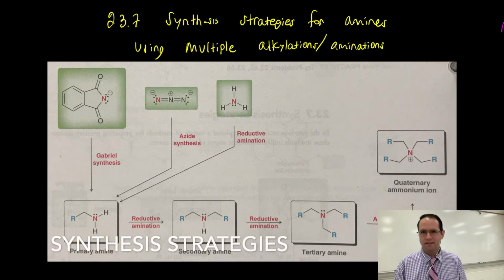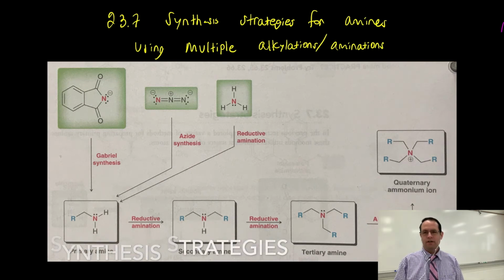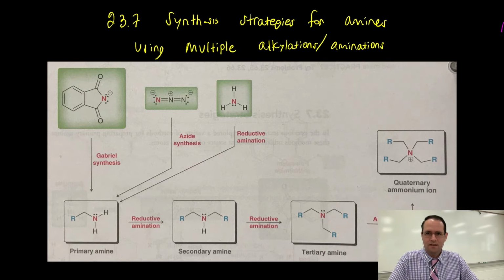Hello again. Section 7, we are interested in discussing the synthetic strategies for making amines that might have 1, 2, 3, up to 4 different alkyl groups, or maybe 2 the same and 2 different, and there's different strategies for doing this. I think this map here kind of highlights the basics of everything all on one slide.